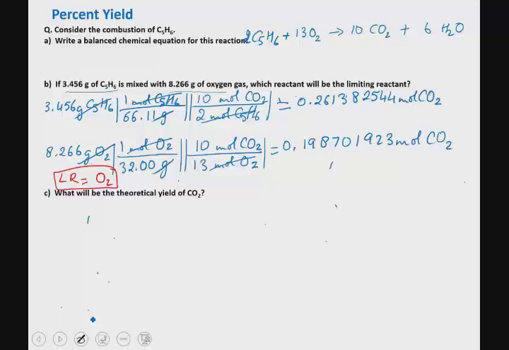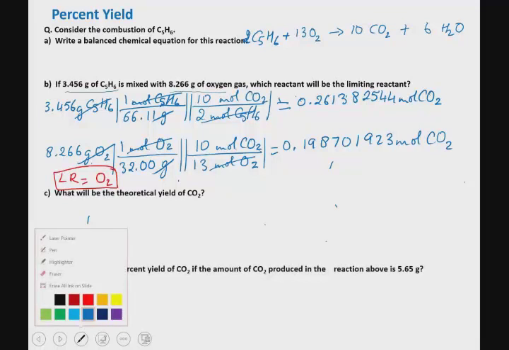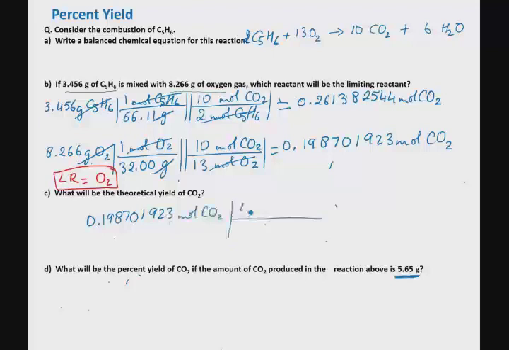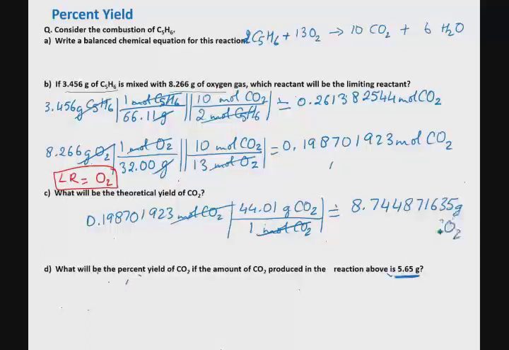As I've said before, yes, you can leave the theoretical yield as moles if you want to, but looking at part D of this problem, we might need to convert this into grams, because the actual yield of CO2 produced in this reaction is given in grams. So theoretical yield in this case will be the maximum number of moles of CO2 that can be made from the limiting reactant, which is moles of CO2. We can convert that into grams of CO2, and this gives us 8.744871635 grams of CO2.